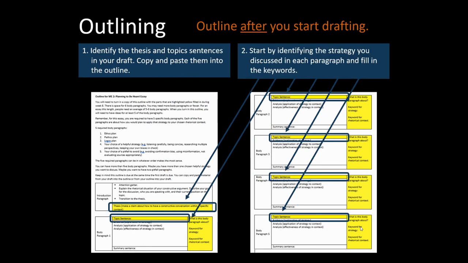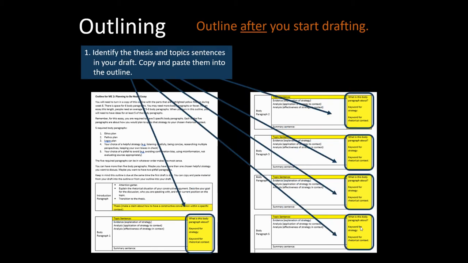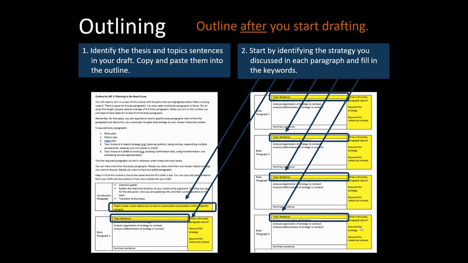And I have this backwards. So pretend that the number 1 and 2 are different. So I usually start by filling out these boxes, the topic sentences and the thesis. And then I go back and identify what my keywords are. And then I make sure that the keywords that I identify for these boxes are represented in these longer boxes in the topic sentences and thesis statement.